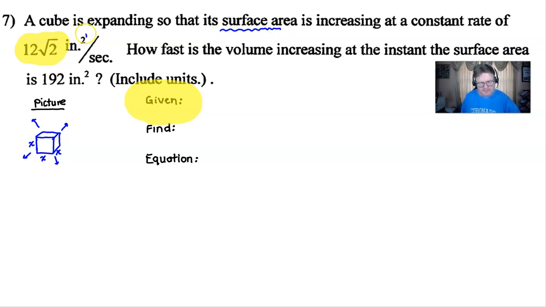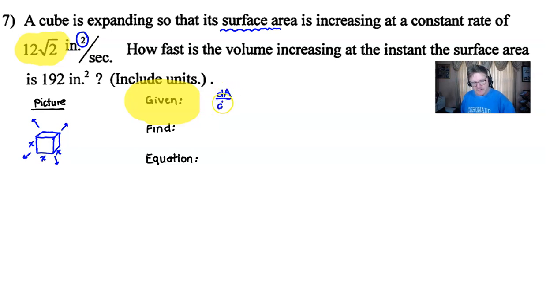And if you look into the context clues a little bit, the units there in square inches will tell us that no doubt this is some kind of an area, and the per second just confirms the fact that it's a rate. And so what I'm going to have to do is use another variable that I'm going to call A for surface area.